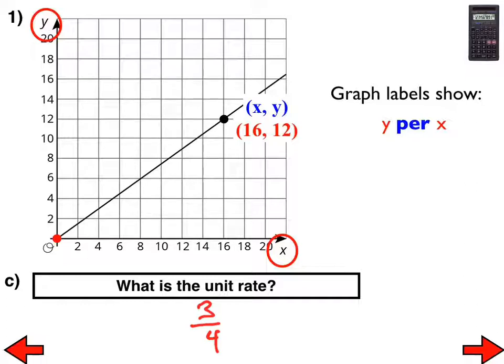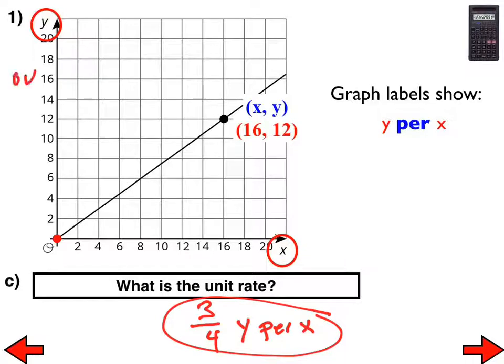And we did have a problem like this yesterday with a table. There you go. So we can sort of abbreviate that a little bit. It's 3/4 y per x. Because it's always output per input. That's from yesterday. Or in this case, y per x. If, and I know it doesn't say that, but if this was miles, if the y-axis was represented with miles and the x-axis was represented with hours, then it would be 3/4 of a mile per hour. Output per input. Okay?